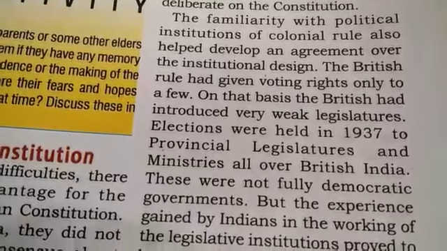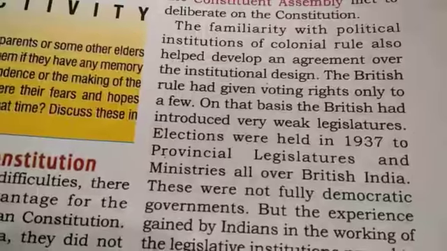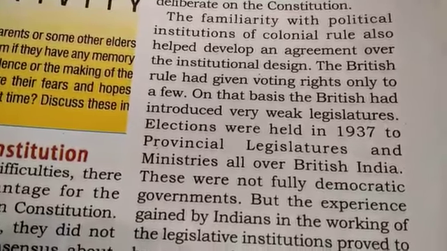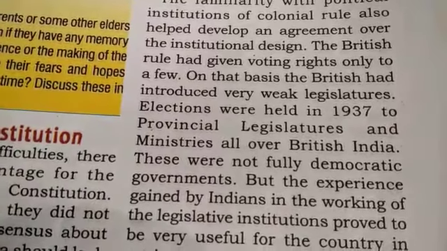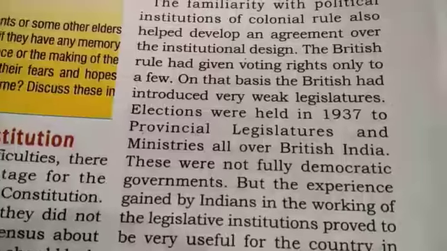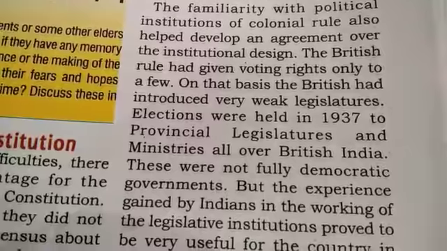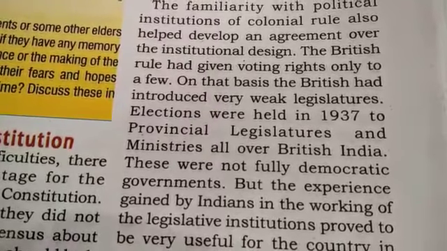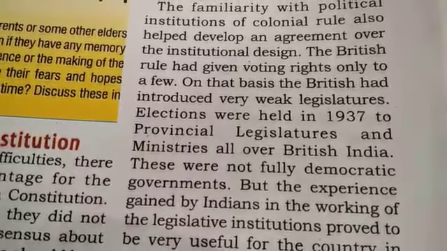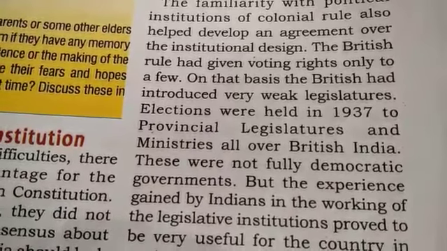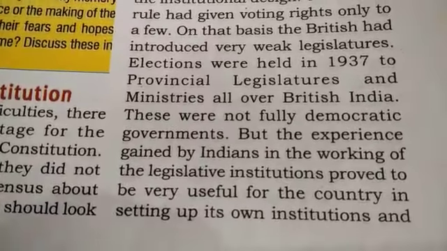In 1937, elections for provincial legislature and ministries were held all over British India. The Indian Constitution adopted many institutional details and procedures from colonial laws like the Government of India Act 1935.